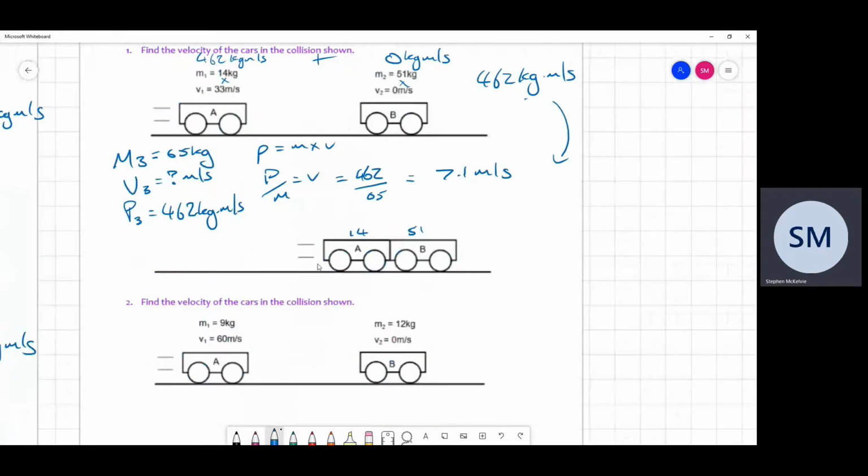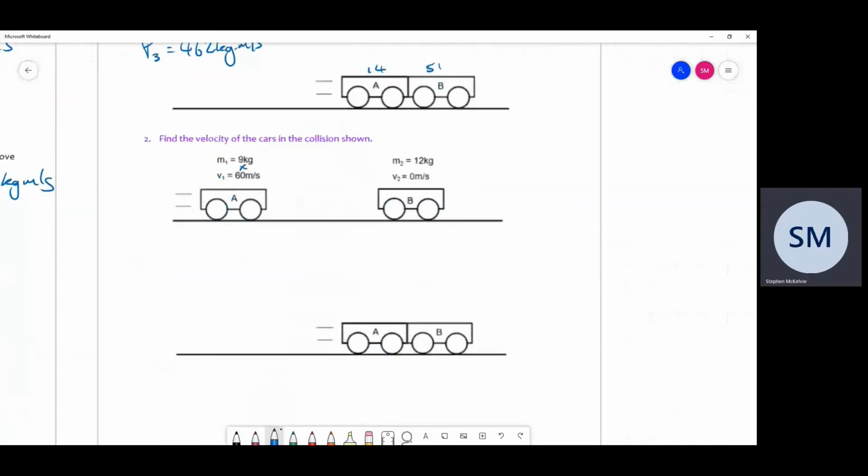9 times 60, 540 kilogram meters per second. 12 times 0, 0 kilogram meters per second. And just a reminder that you've got to do all of this working out every single step. I'm only doing it quickly for the sake of our 30-minute long video. So the total amount of momentum will be 540 kilogram meters per second.